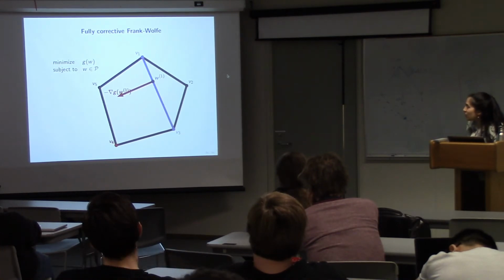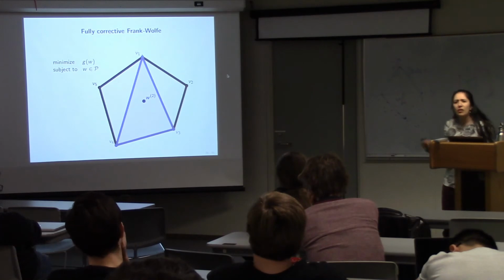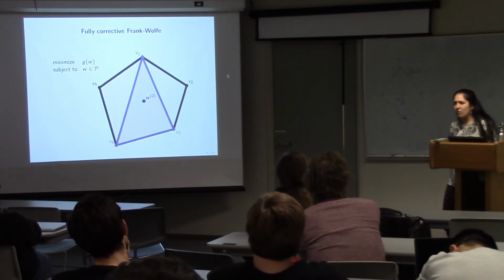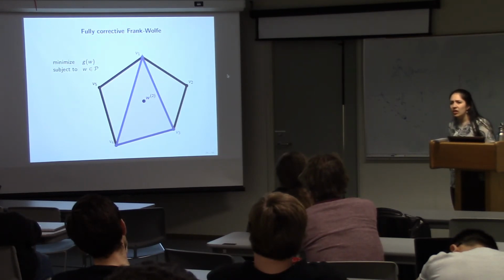That vertex is V4. Next iteration, we find the minimum of the function over the convex hull of V1, V3, and V4. Okay, so this is a harder subproblem than you needed to solve for the standard conditional gradient method. But as long as the number of vertices isn't too large, it's not too bad. Okay, so here we are at W2. Let's suppose it's in the interior of the convex hull.